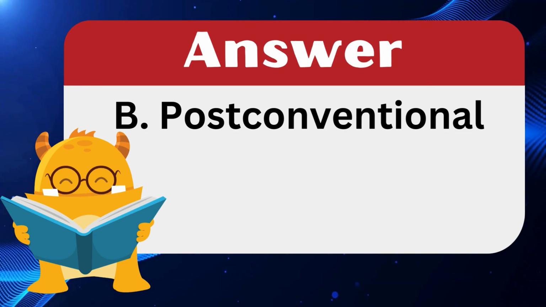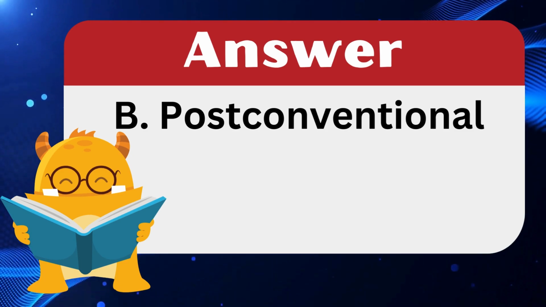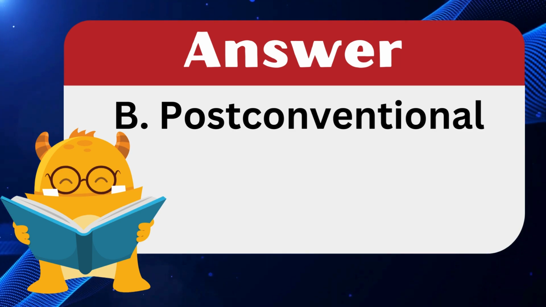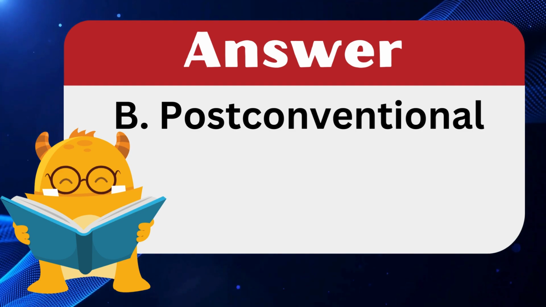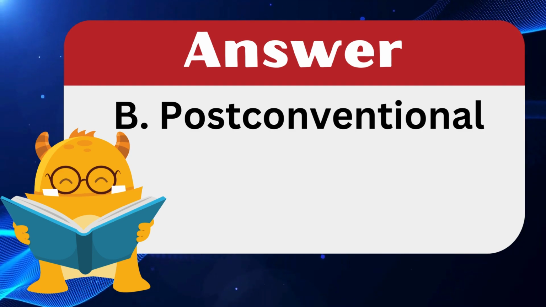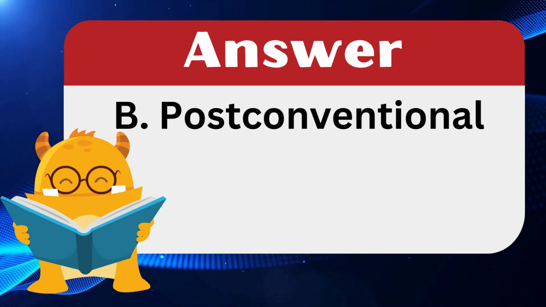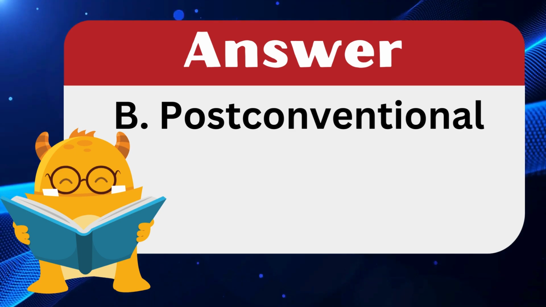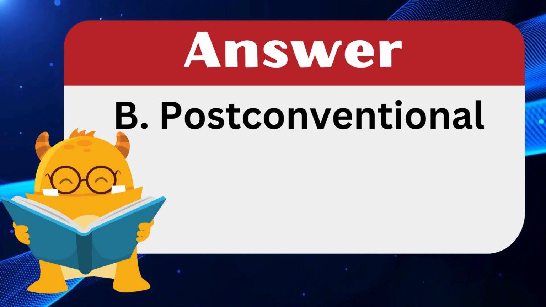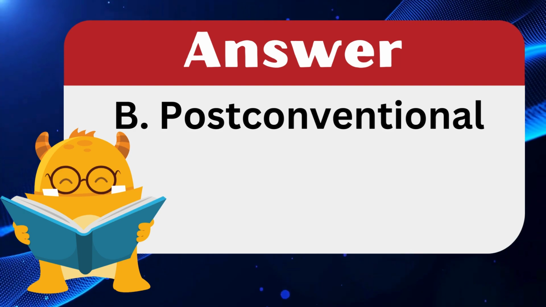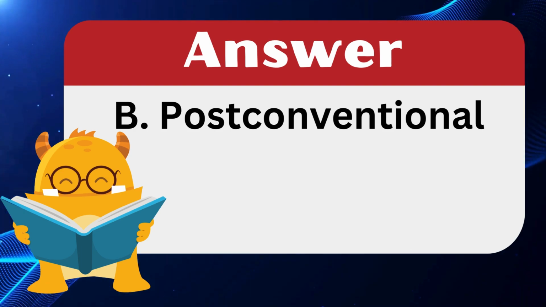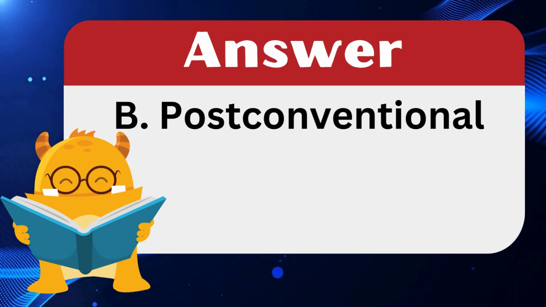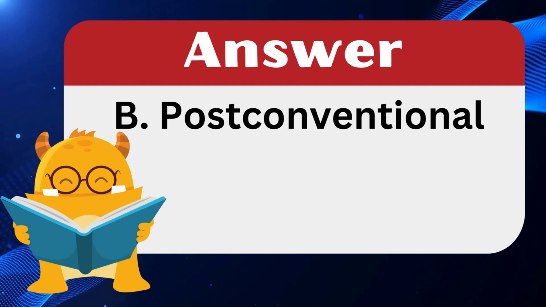B. Post-conventional. The post-conventional stage, according to Kohlberg, involves moral reasoning based on abstract principles of fairness, equality, and individual rights. Individuals in this stage consider universal ethical principles and values, focusing on social contracts and ethical dilemmas beyond conventional societal norms. This stage reflects a more principled and internalized understanding of morality based on individual values, rights, and ethical considerations.